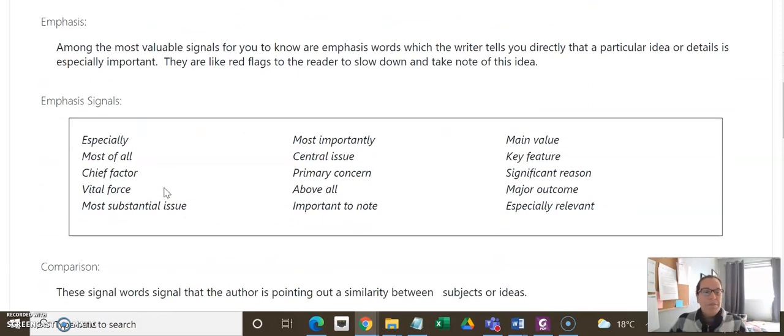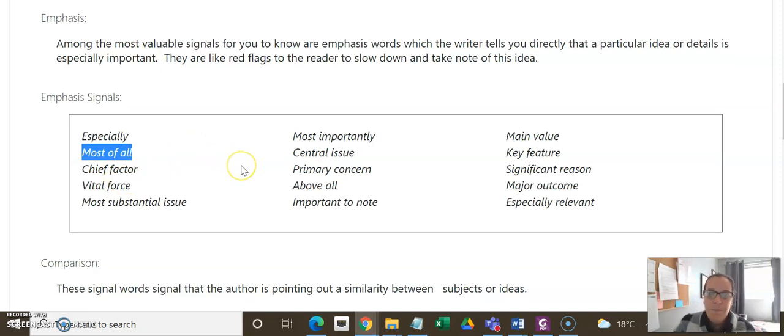Okay. The next type of signal word is emphasis. So these might be the most valuable for you to know because they're telling you directly, hey, this is really important and you should slow down and maybe really take note of this idea. So if my main idea sentence was driving and texting is really dangerous, the first reason I might give is something about how you might get a ticket and that'll be really expensive and inconvenient. But then I might say, but most of all, driving and texting is dangerous because you could kill yourself as well as someone else.